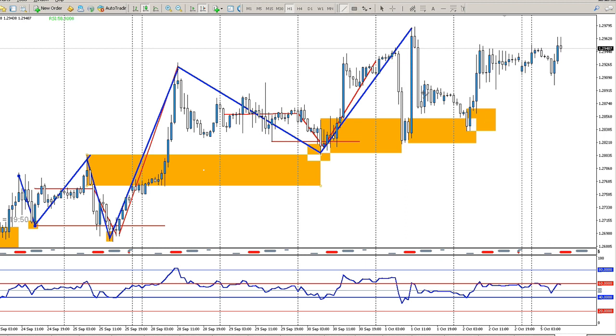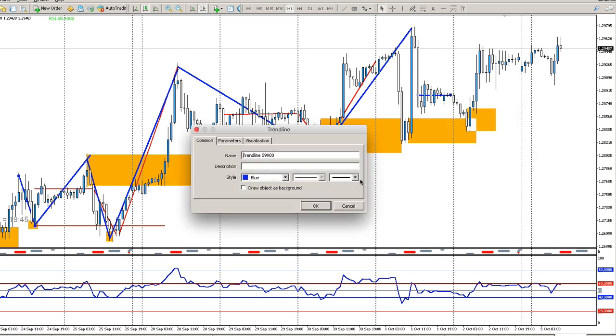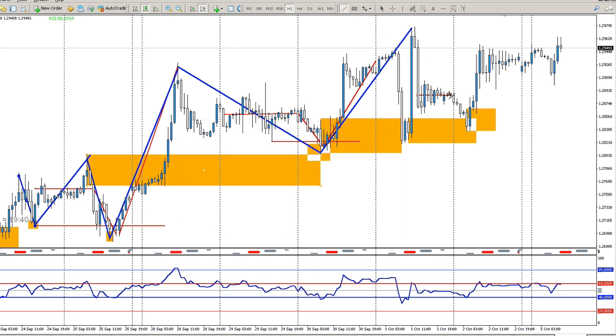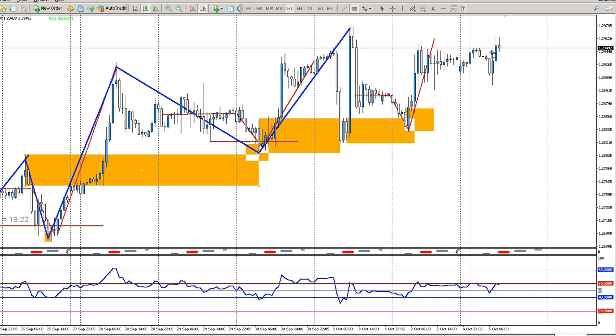And when you've got accumulation here, manipulation into the order, distribution for the day. Accumulation, manipulation, distribution inside of an order block. Super nice move, which is reliable.